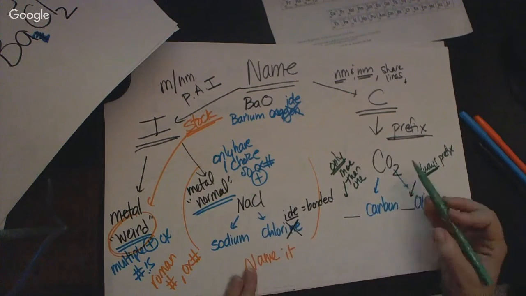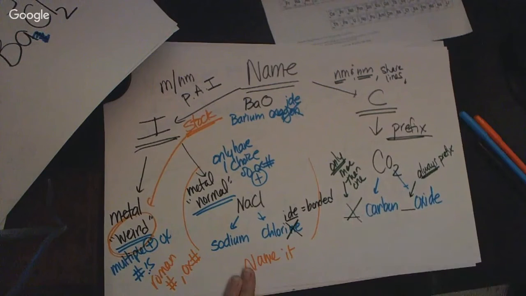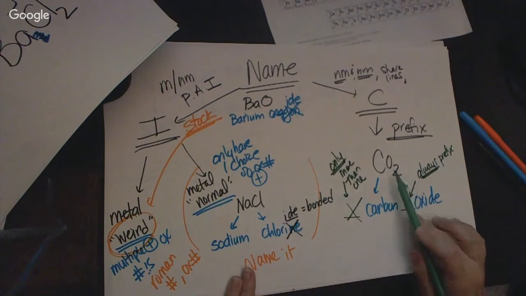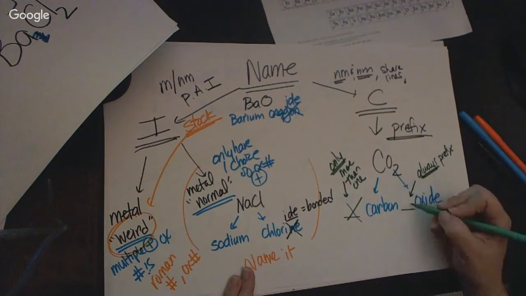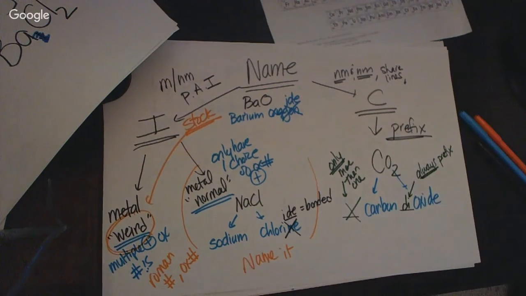So how many carbons are here? Oh, there's only 1. We don't need a prefix. Here there are 2 oxygens. This always needs a prefix, so this becomes carbon dioxide.